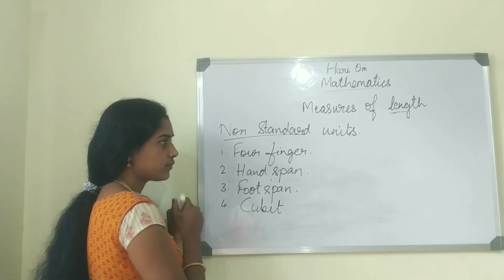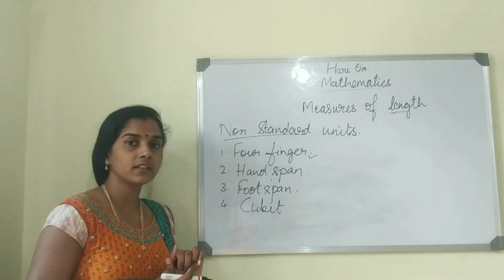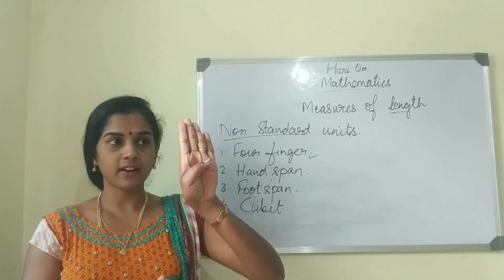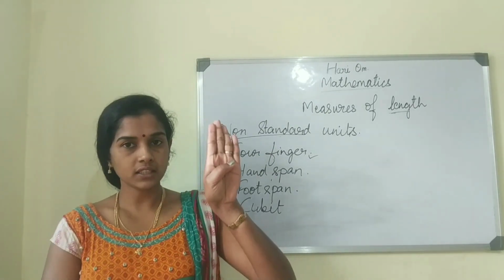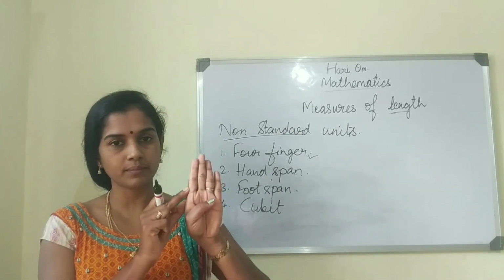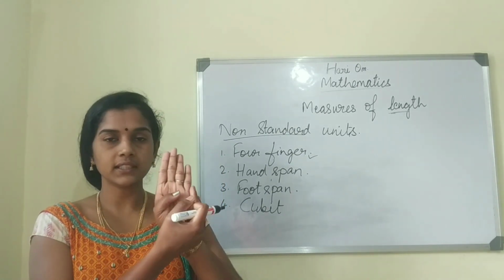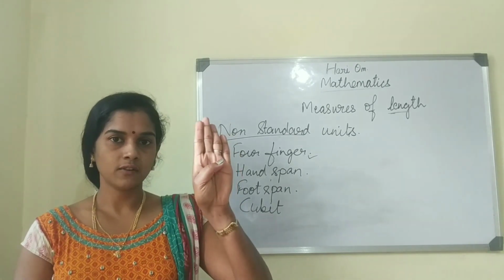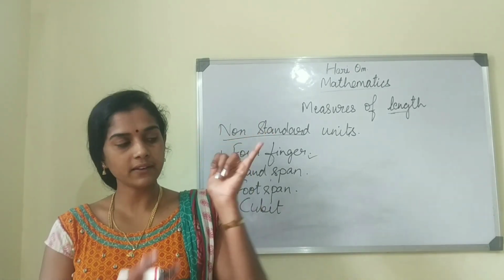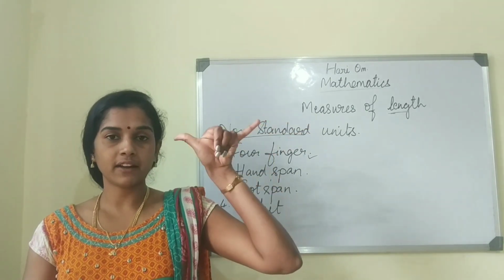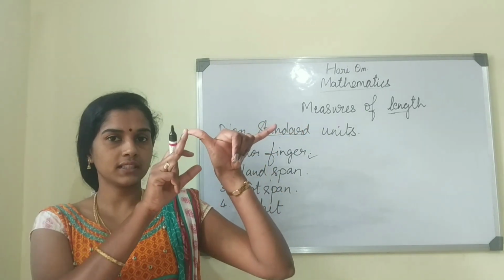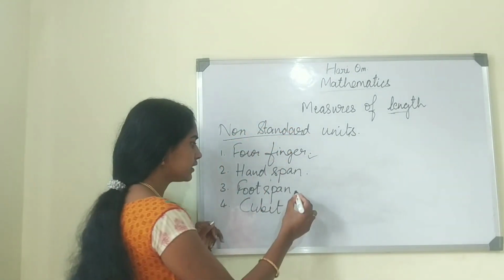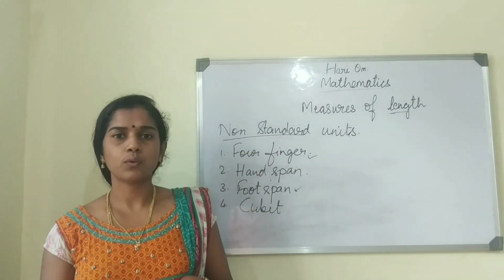So understood what is forefinger, children? Forefinger means we use these four fingers. It is not like this. We have to keep our fingers closer. The distance from the index finger till the little finger is called the forefinger. And what is handspan? We fold these three fingers and we have to stretch our hand. The distance from thumb to little finger is handspan. Next is footspan. So what is footspan?